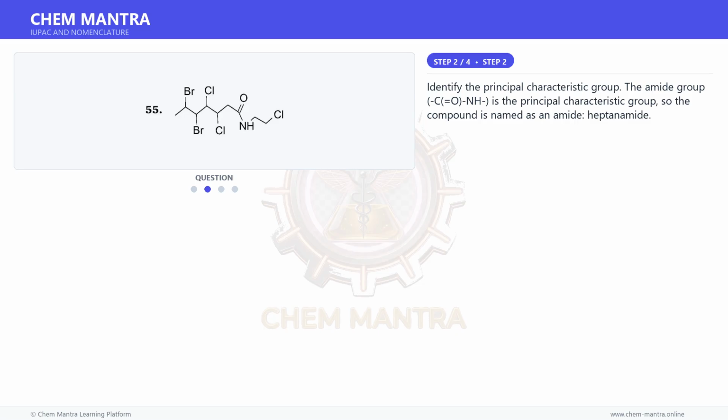Moving on to the next step. Identify the principal characteristic group. The amide group, C=O NH2, is the principal characteristic group, so the compound is named as an amide, heptanamide.